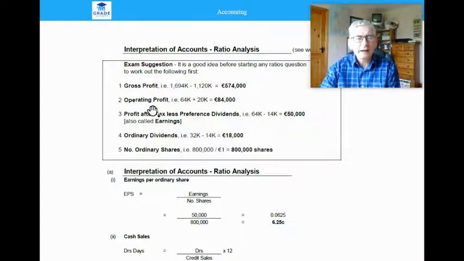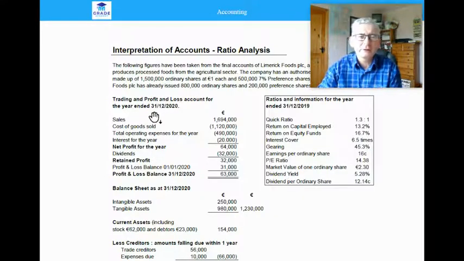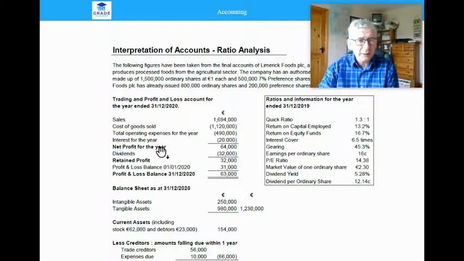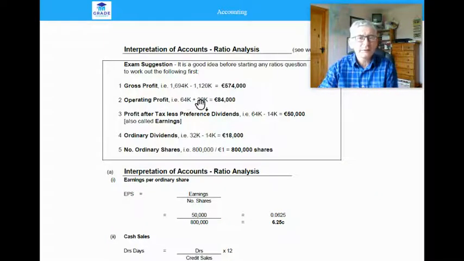Next figure I would work out is the operating profit. What is your operating profit? You'll see this in published accounts. Your operating profit is the profit before tax and interest have been deducted. In this question, the net profit for the year is 64,000, but this is having deducted interest. So we need to add back the interest of 20,000, and therefore 64,000 plus 20,000 gives you 84,000.